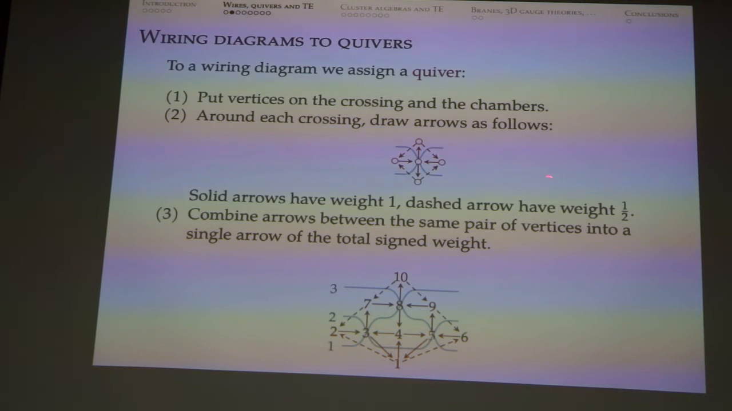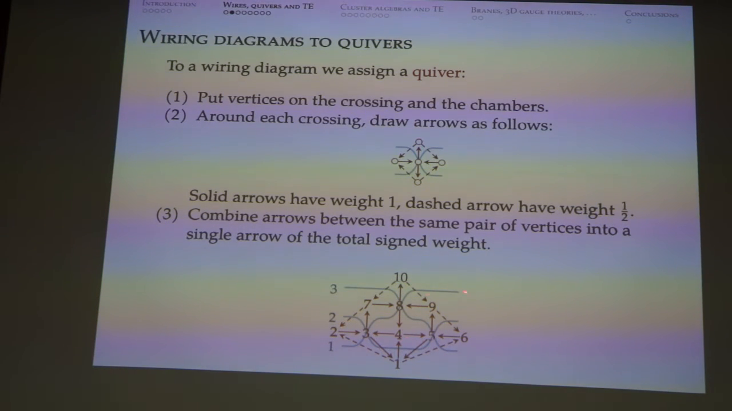Okay. And then what I do is I just do this for each crossing of wires. And then for some pairs of vertices, there will be multiple arrows connecting those pairs. Okay. And then I want to combine them by adding up weights. But when I add these weights and combine these arrows into one arrow, I have to think about the orientation by giving different signs. Okay? So this is an example.